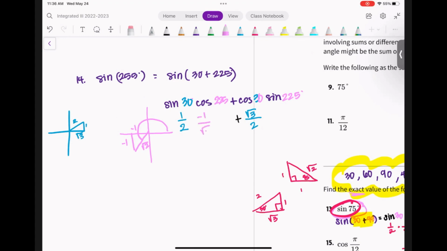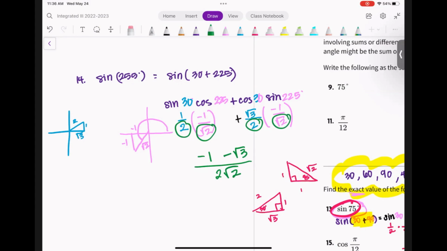-1 over root 2. And I'm going to put this in parentheses to remind you that I'm multiplying. And this is also -1 over root 2. And then I'm going to multiply out. So I get -1 plus, actually it's minus root 3 all over 2 root 2. It shouldn't surprise you that we had a common denominator there. It makes sense that it will always be a common denominator because you're always going hypotenuse over hypotenuse, or hypotenuse times hypotenuse, plus hypotenuse times the same hypotenuses, right?